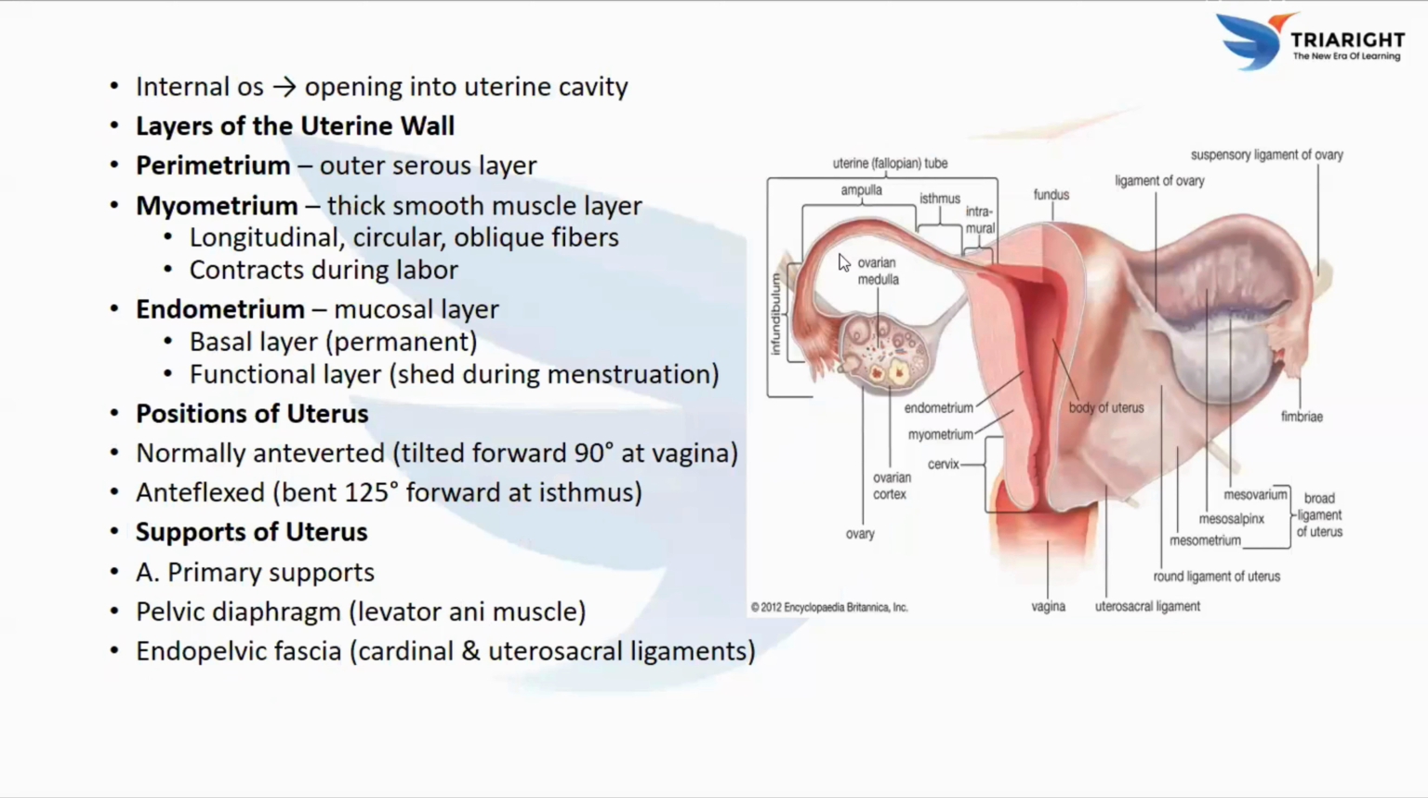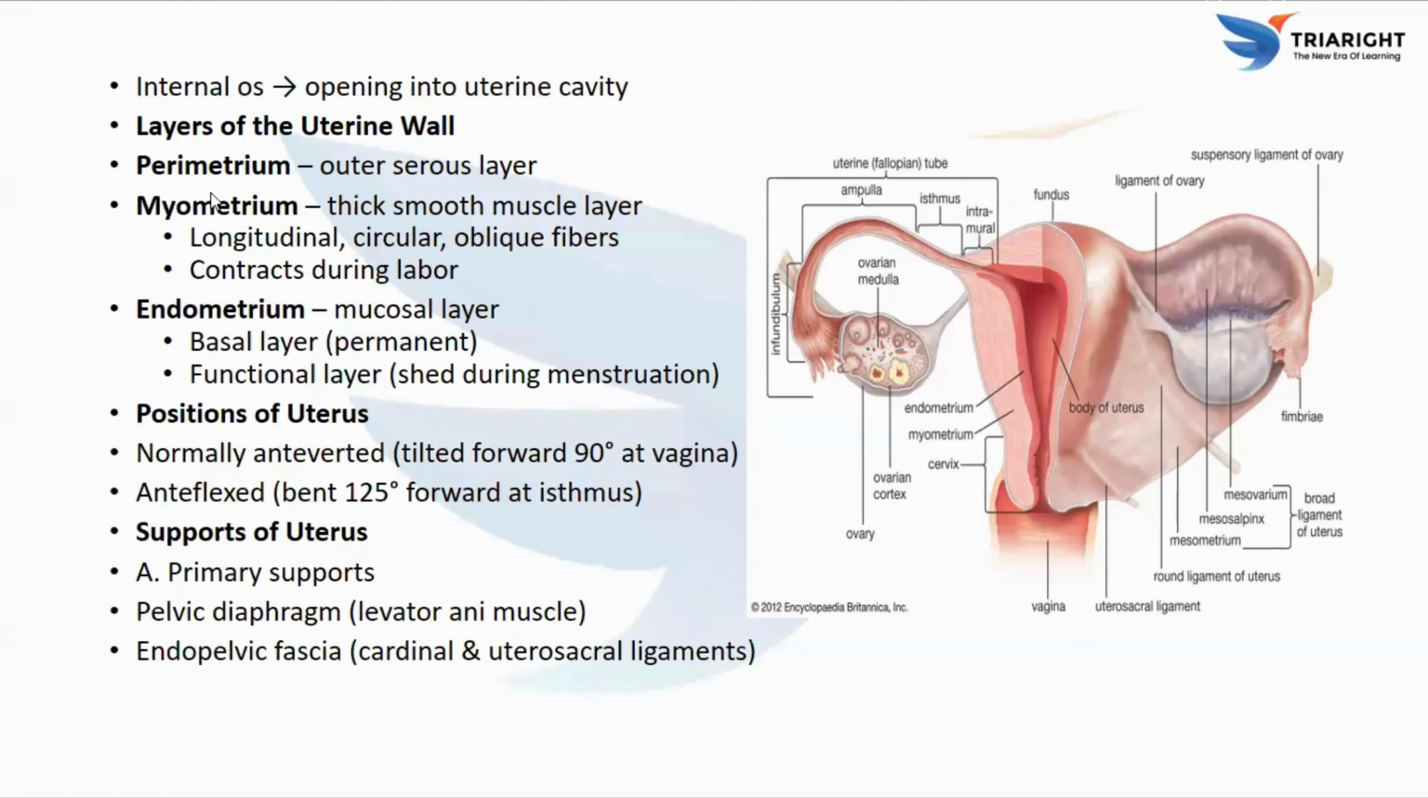And next is internal os. Internal os is the upper opening of the cervix. It connects the cervical canal to the uterine cavity. You have to think of this like a doorway between the cervix and uterus. Now what are the layers of the uterine wall? You have learnt about the structure and the parts of the uterus. Now the layers of the uterine wall: the outer layer perimetrium, the middle layer myometrium and the inner layer endometrium.